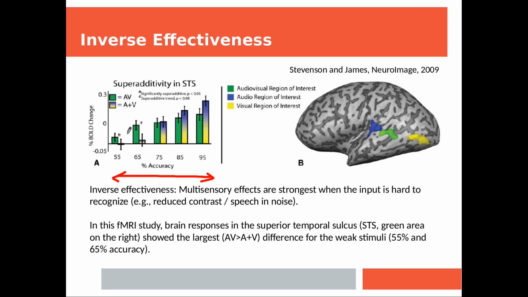And so you can see in the case where A plus V here means that they're just adding together the audio response and the visual response. AV means this is the response of the brain when they're played at the same time. So this is when they're played separately and when they're played at the same time. And so you can see in this case, when they're played separately, the brain has no response. But when they're played together, it has this sort of big response, right?